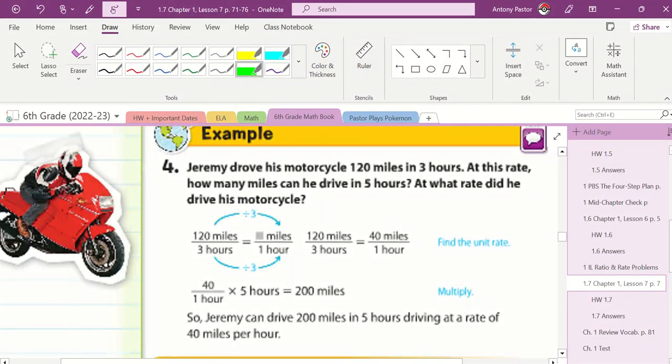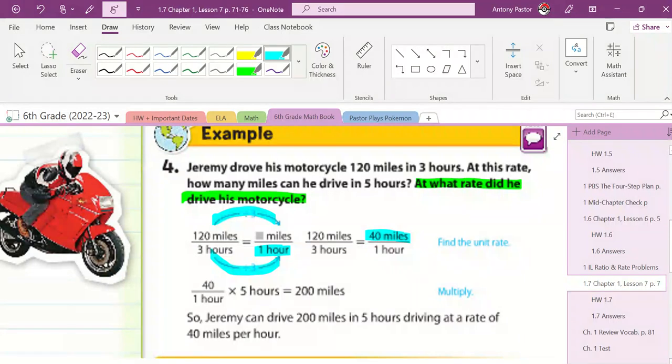At this rate, how many miles can he drive in 5 hours? And at what rate did he drive his motorcycle? That last part, at what rate did he drive his motorcycle, is asking you basically how much did he go in 1 hour? How many miles did he travel in 1 hour? So, just like it says here, we're going to divide both of these by 3. 3 hours, dividing 3 by 3 will give me 1 hour. 120 divided by 3 will give me 40. 40 miles per hour is how much he drove.